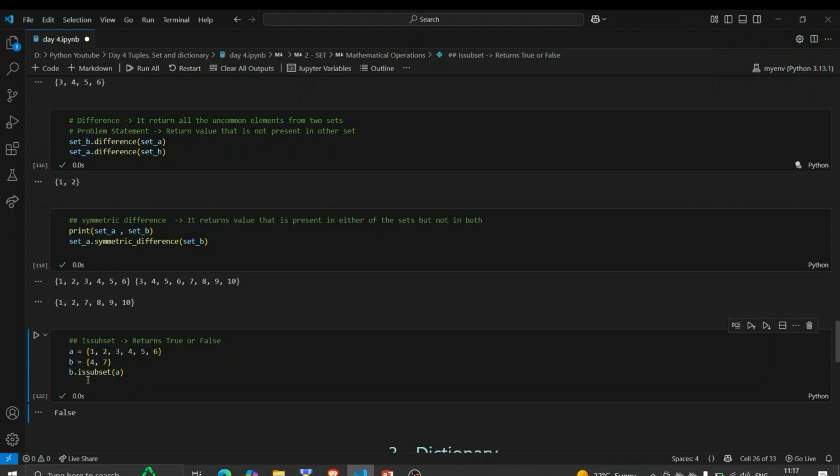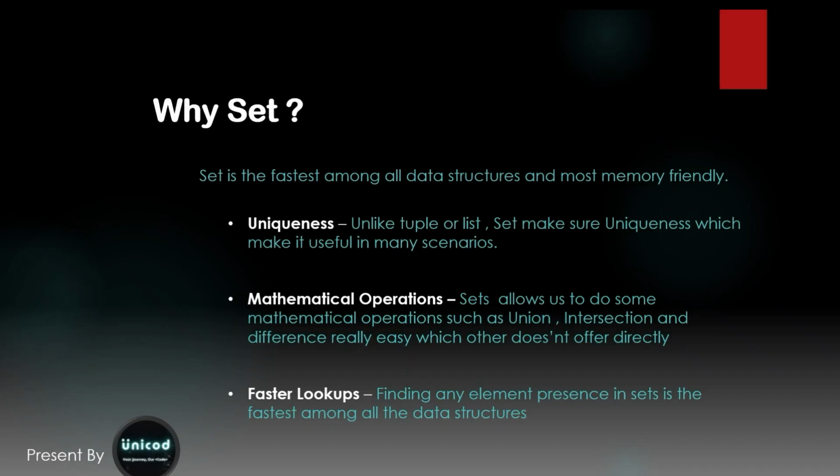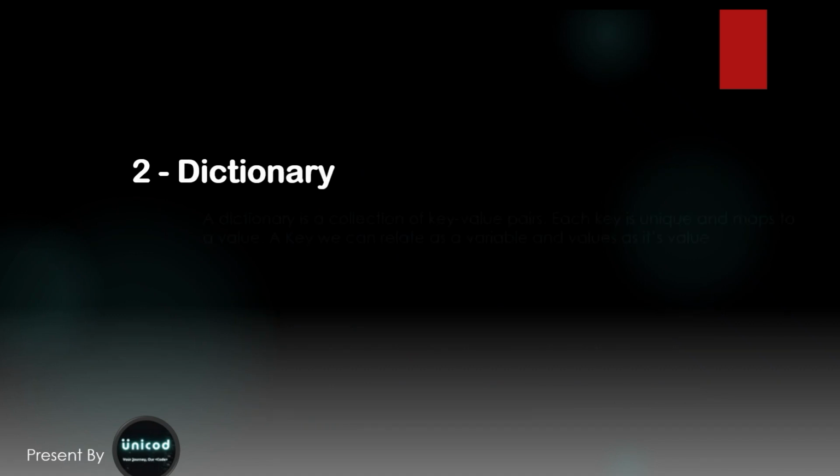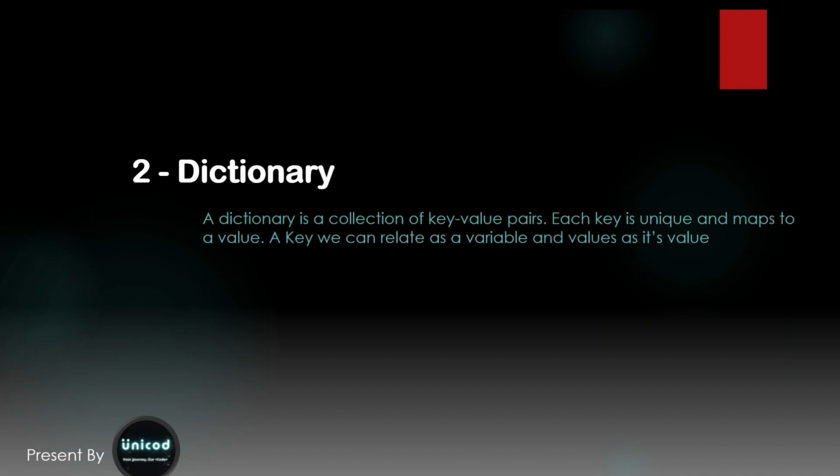Now we can come back to our last data structure, that is dictionary. What is a dictionary? A dictionary is a collection of key value pairs. Each key is unique and maps to a value. A key we can relate to a variable and values as its value. What it means is that a dictionary is like storing multiple variables in a variable. In a variable you are storing multiple variables and each variable has some value. Either it can be a list, or any normal single value.